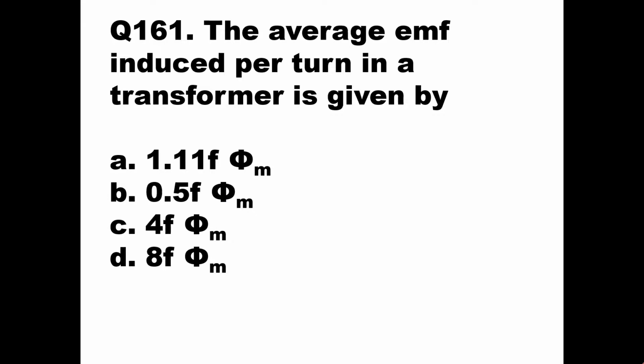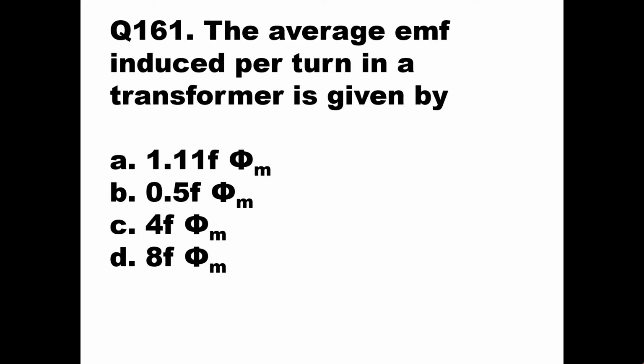Question number 161. The average EMF, that is electromotive force, induced per turn in a transformer is given by which expression? The expression we get after the derivation is 4f, that is 4 into frequency into phi m, the maximum flux at the quarter half cycle. Okay, so 4f phi m.